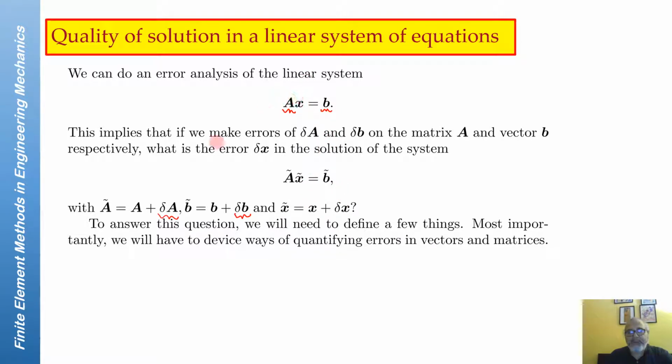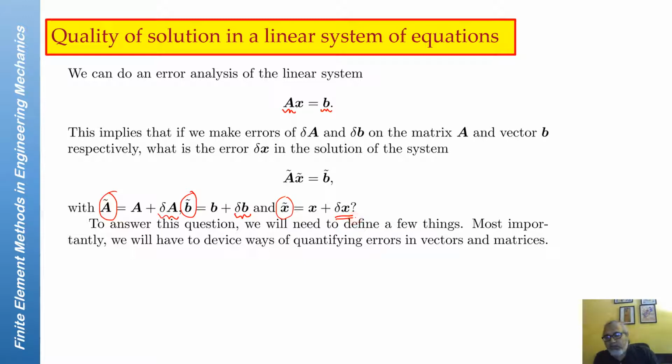So if I have a slightly erroneous A, which is A tilde, and slightly erroneous B, B tilde, I would expect that the new solution X tilde will only be slightly different from the actual solution X. Is that the case? Will delta X be always small?